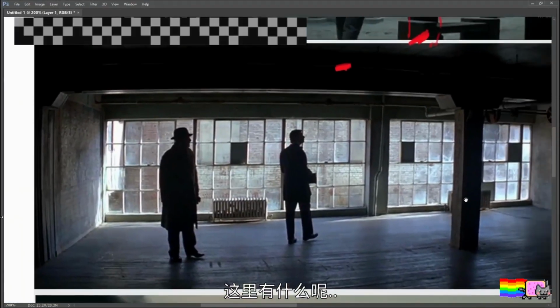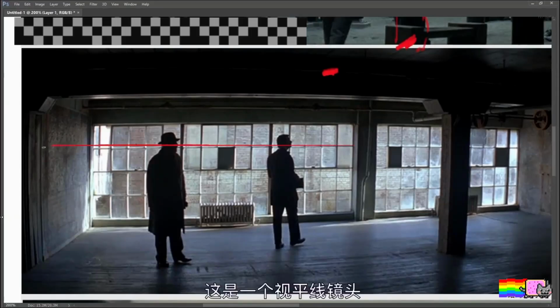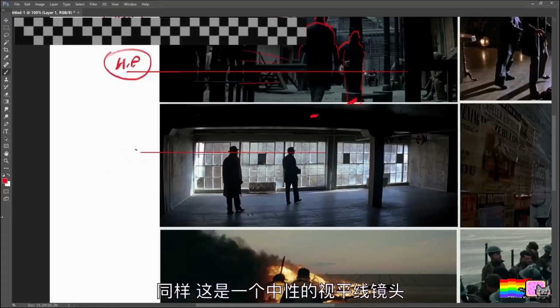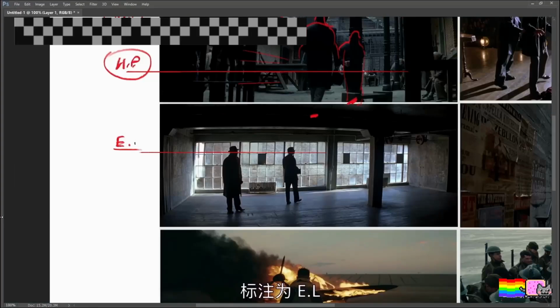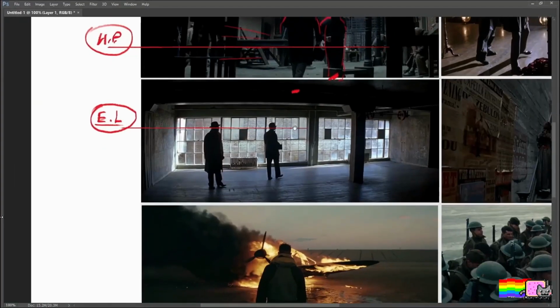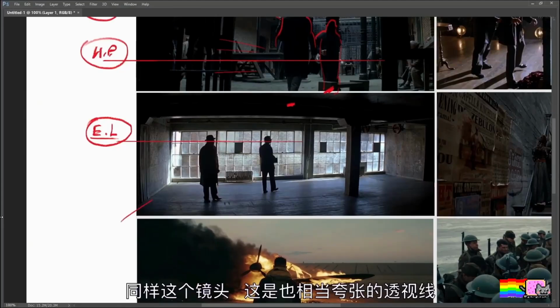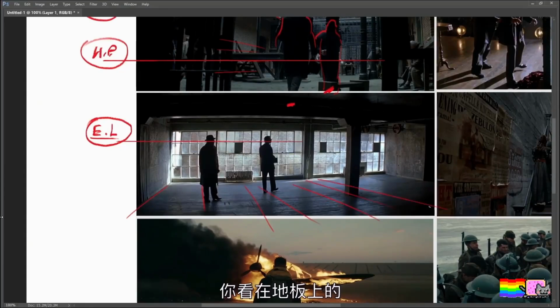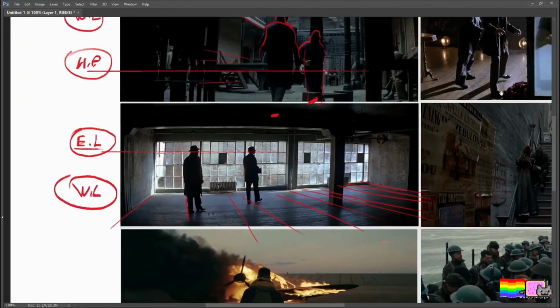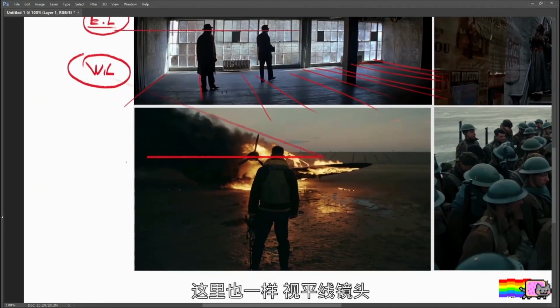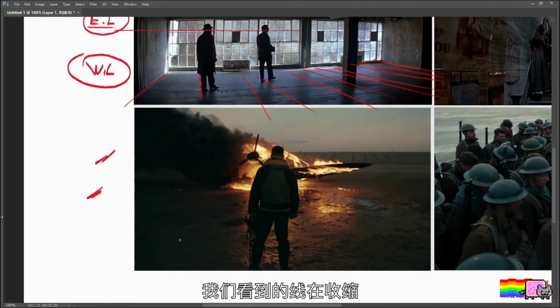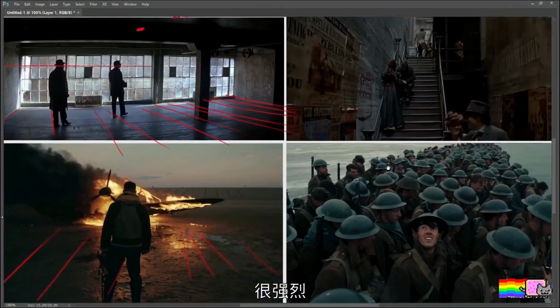Let's look at the next one. What do we have here? When I look at this frame, obviously this is an eye level frame. Again, it's a neutral eye level. Let's just drop EL. As a lens, again, it's quite dramatic. You can see it on the floor panels. This is the feature that a wide angle lens has, so I'm going to drop wide angle lens. Boom. Same here, eye level. This is pretty much the same. Again, the convergence of lines is pretty dramatic.